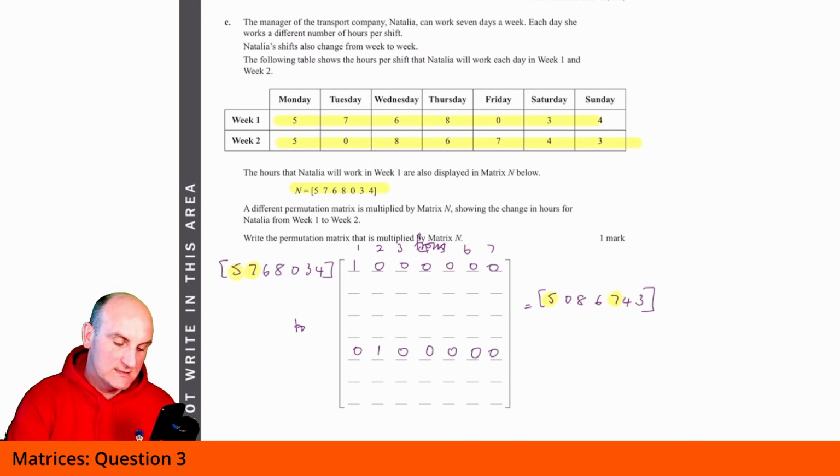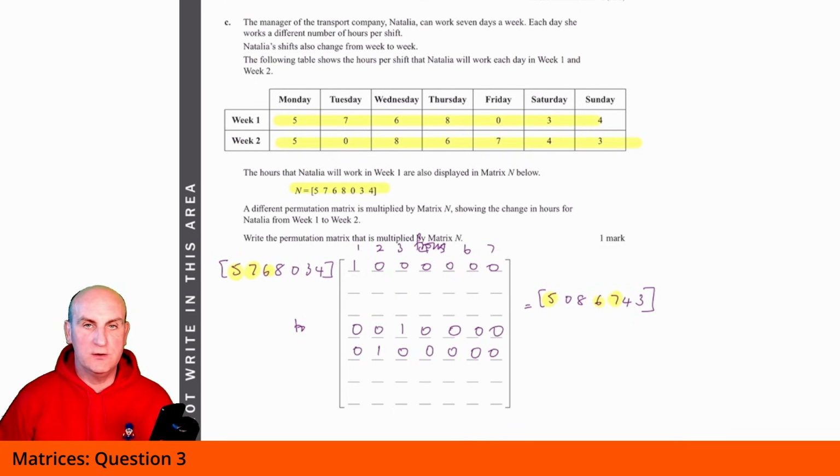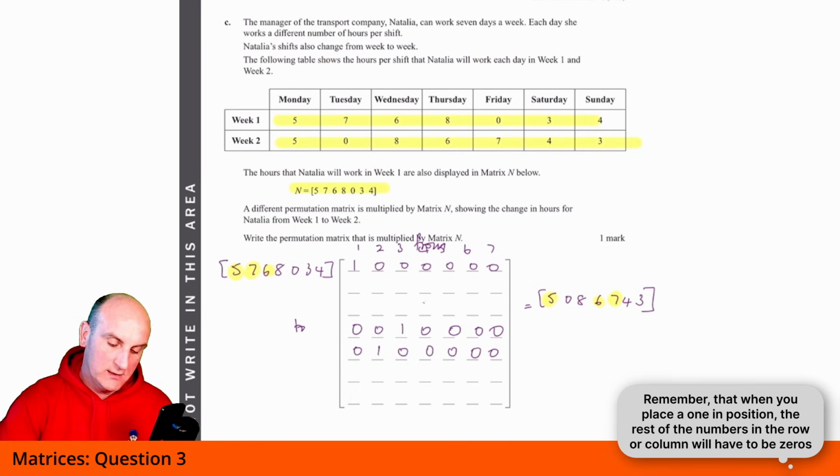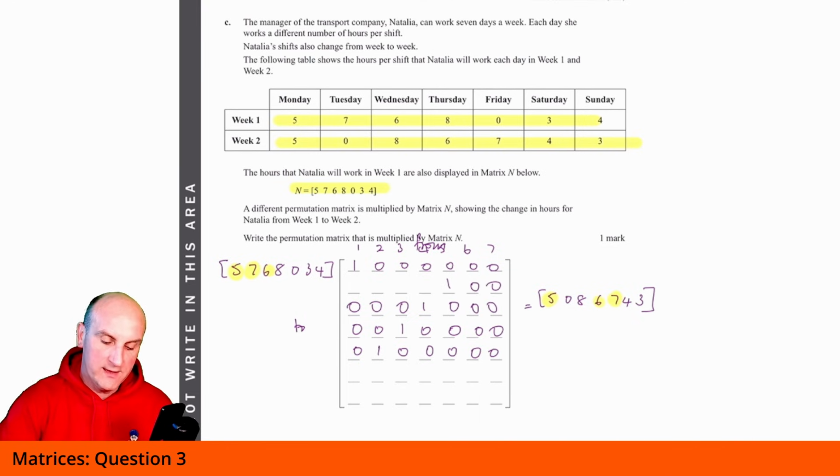What about the 6? The 6 has gone from 3 to 4. So from 3 to 1, 2, 3, 4. That's got to be a 1 there. Yep, so far so good. And then what have I got next? 8 has gone from 4 to 3. So there's got to be a 1 there. The 0's gone from 5 to 2. So it's gone from 5 to 2. So there's got to be a 1 there.